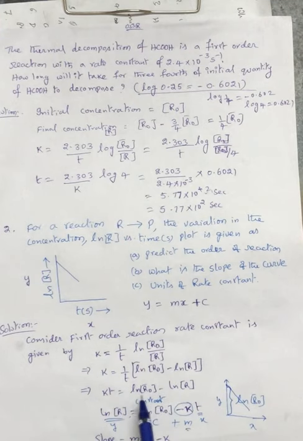So next, Kt equal to ln R naught minus ln R. Here you see which is the constant. R naught, the initial concentration, is a constant, it will not vary, is it not? So ln R naught is a constant, and K is a constant for us here. We will find it out for a particular reaction at a particular temperature.